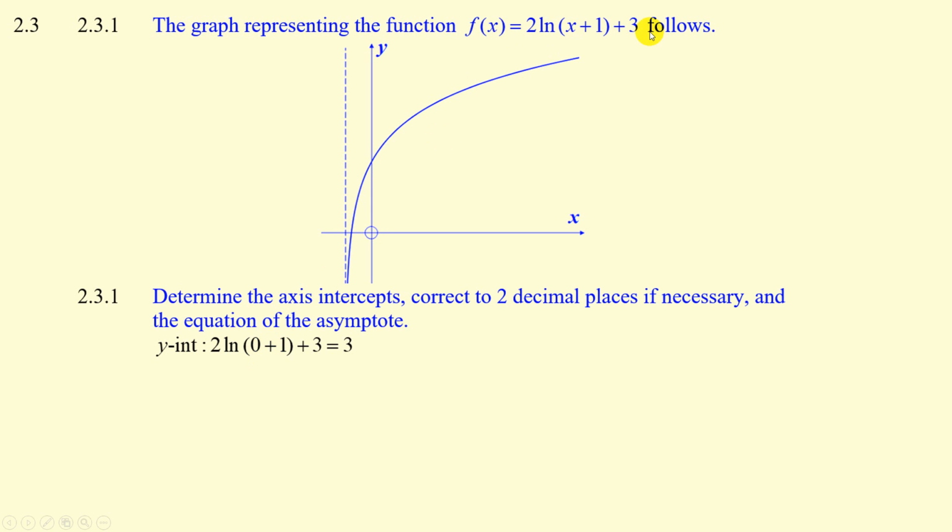X-intercept, equate the right-hand side to 0. And we need to solve that. So, ln of x plus 1 equals negative 1.5. X plus 1 equals e to negative 1.5. There we are, and we're going to use our calculator from there.